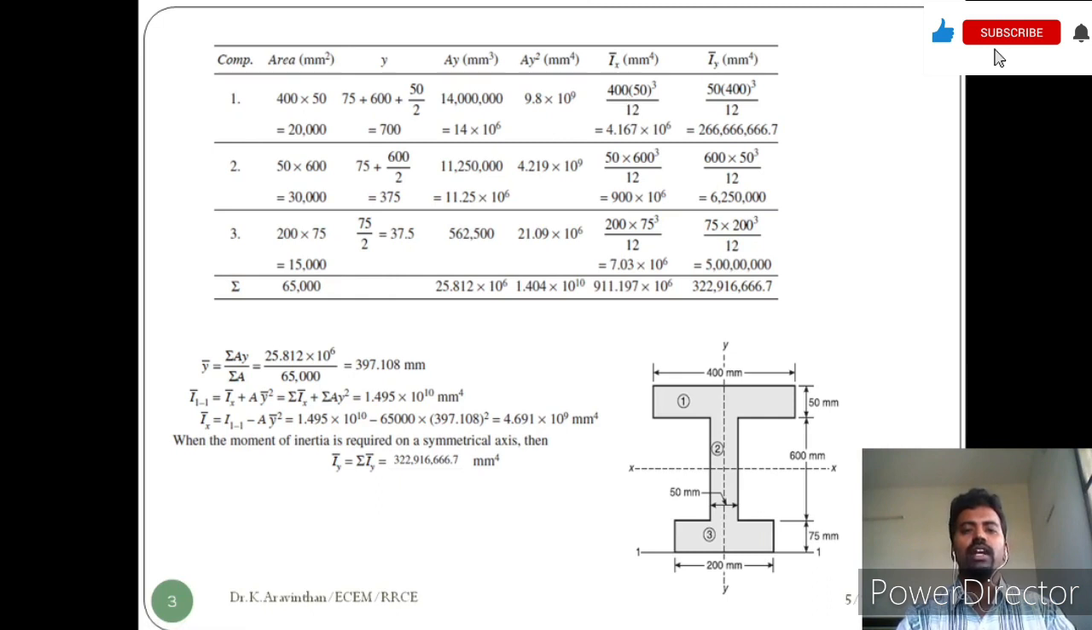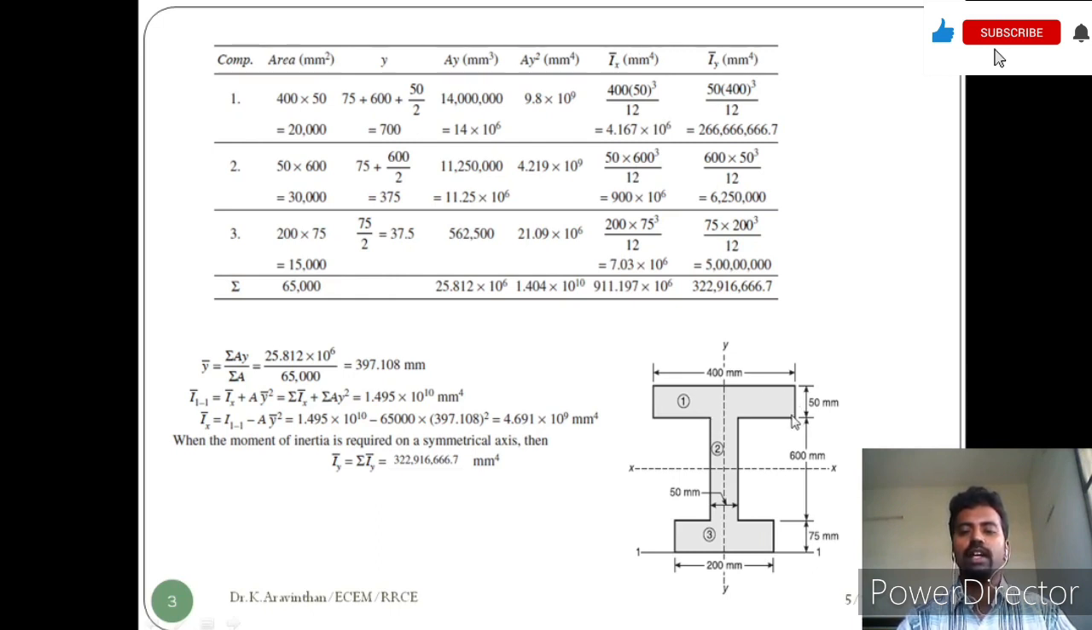We have to find the Ix of each and individual section. So for identifying that, we need A into y squared. That is why we square the y and multiply by the area. Let us keep A y squared in another column. The next column is I x bar, the individual moment of inertia of the built-up section.